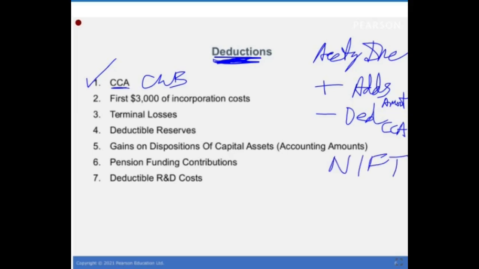So really, that's the mechanics. Add back the accounting version, deduct the tax version. That's the translator to get from accounting to tax. So CCA is a good example of one you're always going to have. You're always going to have some amortization to add back and some CCA to deduct. 99% of businesses have some equipment of some sort, at least a laptop, a desk, something that's been capitalized and amortized over time.